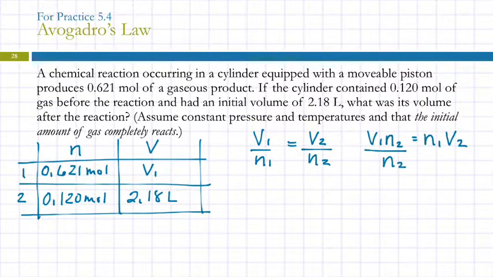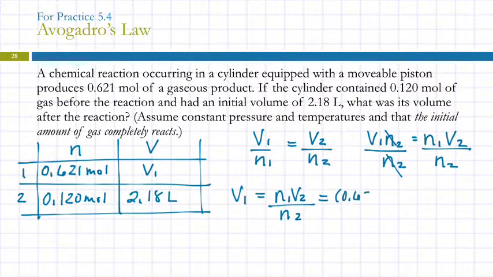And then I'm going to rearrange this equation to solve for V1. So I'm going to divide by N2 to get rid of it over there and do the same thing over here. So now I have my equation. V1 equals N1 V2 over N2. Now I can plug in my numbers. N1 is 0.621 moles, and that's times volume 2, 2.18 liters. And we'll divide that by N2, 0.120 moles.